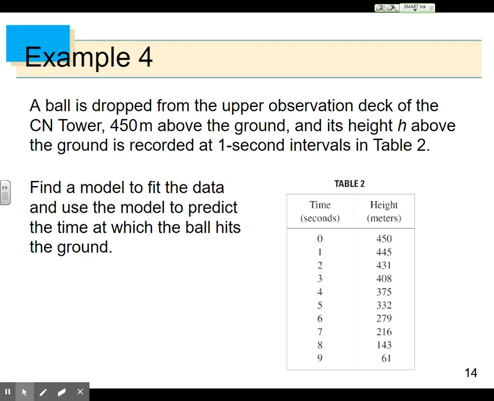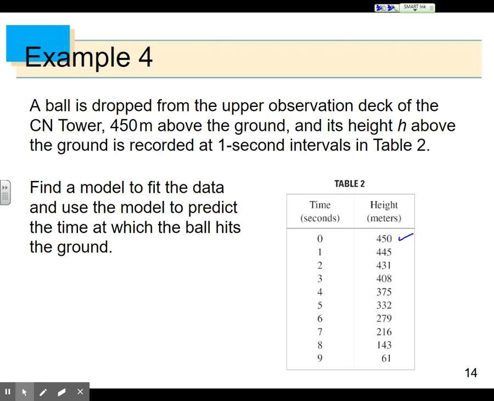All right, so we're going to work this problem a lot in here. We're going to find better and better ways of dropping a ball off the CN Tower as we go through this year. So the CN Tower observation deck is 450 meters above the ground, and the height h of the ball above the ground is recorded at 1 second intervals as it drops. Okay, so I'm up here on the tower.